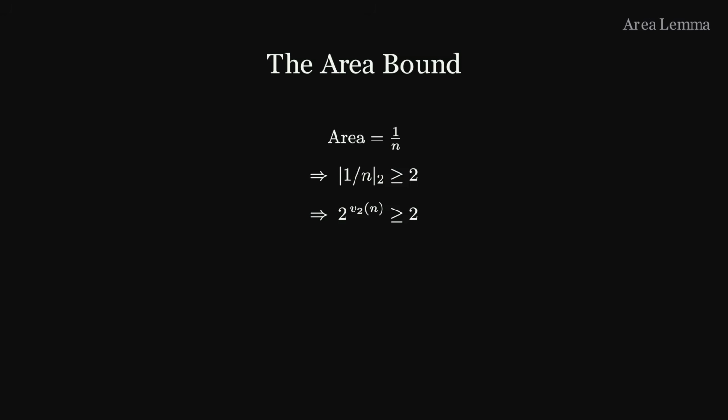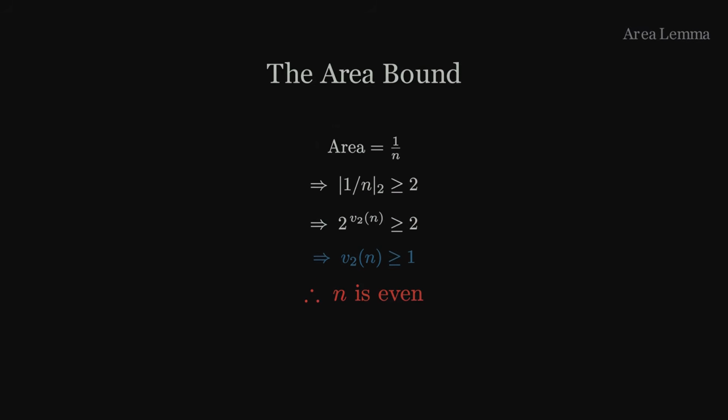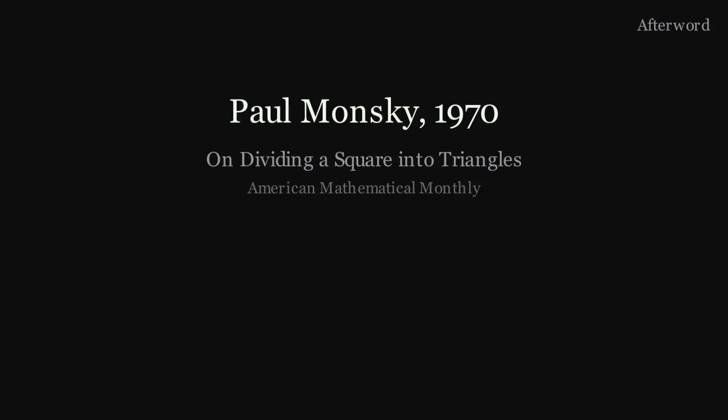n must be even. There are no equal area dissections of the unit square into an odd number of triangles. Never. For any odd n. The theorem is done. Paul Monsky published this argument in 1970 in a short paper in the American Mathematical Monthly. He credited his colleague Fred Richman with raising the question, and the proof, compressing two-adic valuations, Sperner's lemma, and a determinant bound into 2 pages, has become a model of mathematical economy.